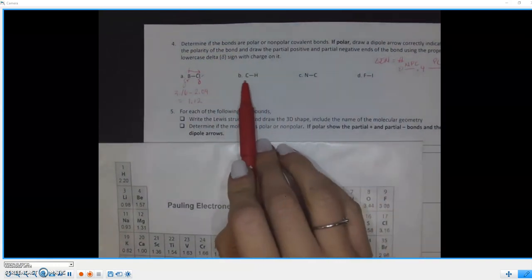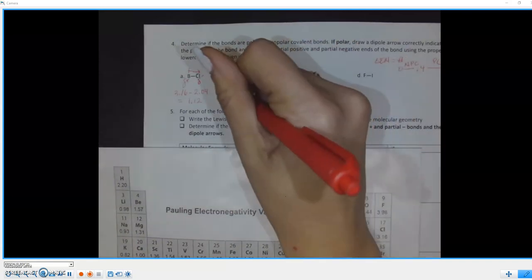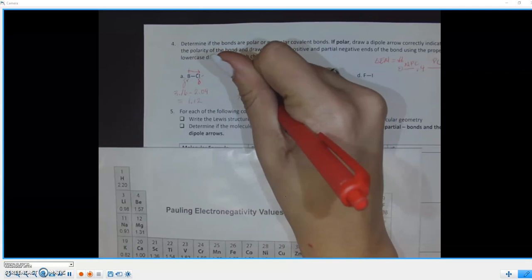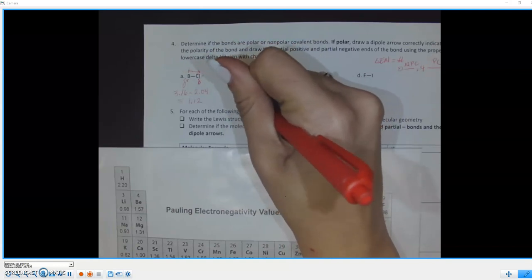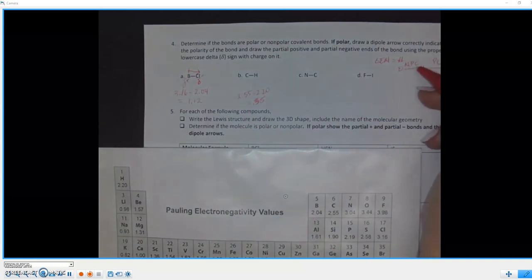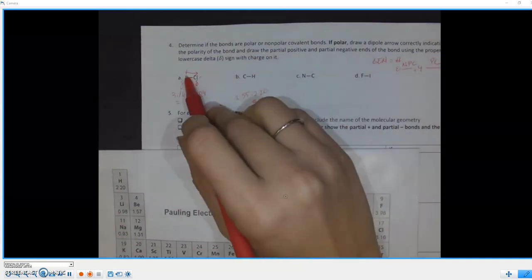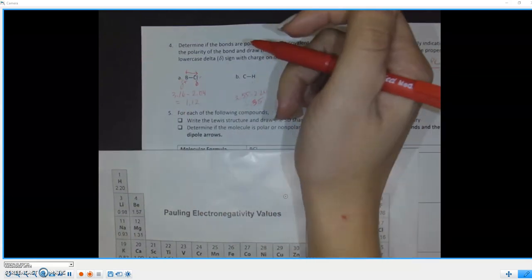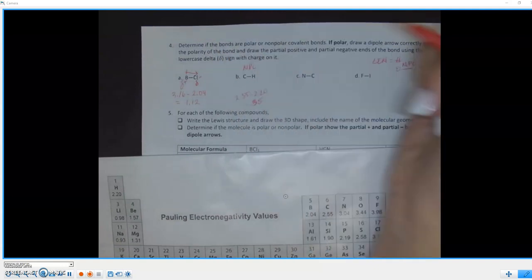Now looking at carbon and hydrogen, carbon has 2.55 and hydrogen has 2.20, so this would be 0.35. So it falls in the nonpolar covalent range. So we do not put a dipole arrow, and we do not put partial charges. That would only be for a polar covalent. So this is nonpolar covalent.